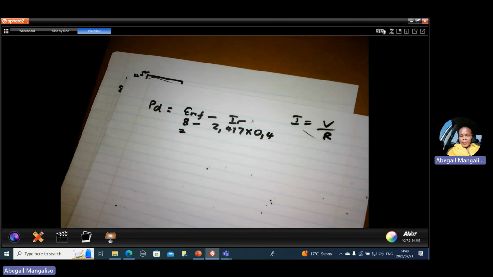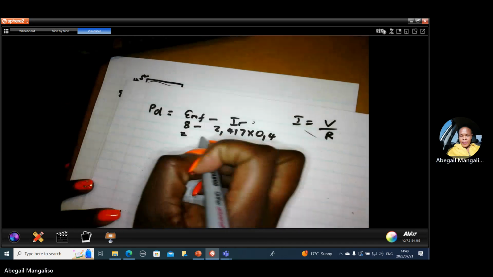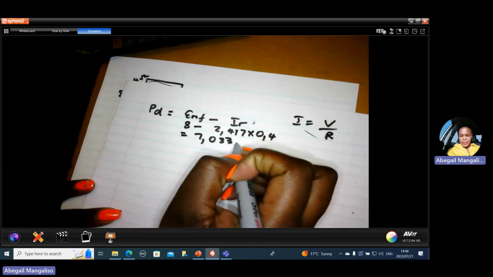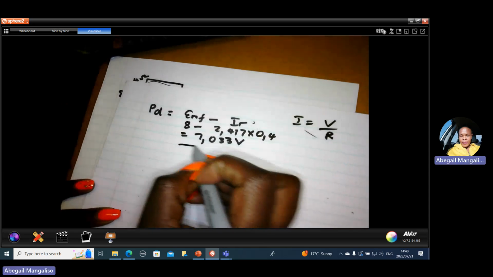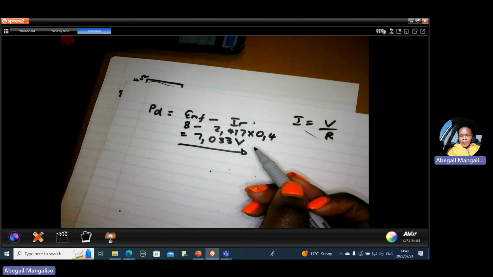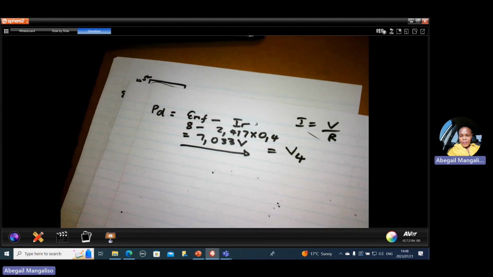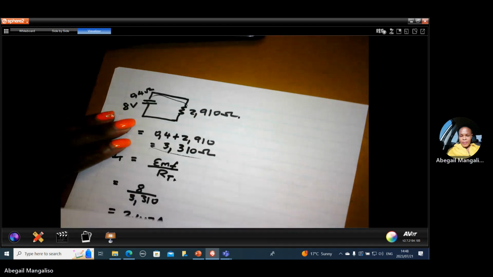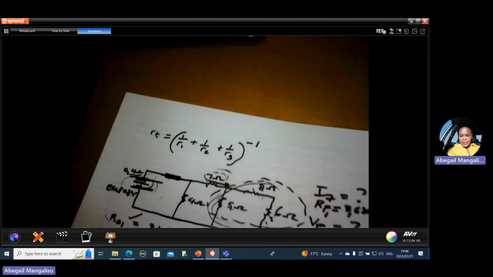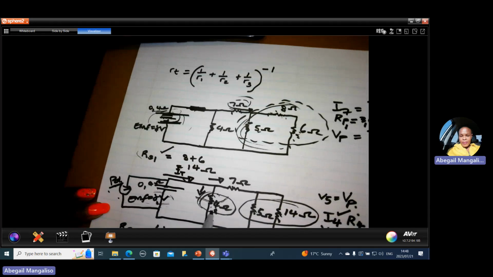It's 8 minus 2.417 times 0.4. And the answer is 7.033, 7.033 volts. That is the potential difference. This potential difference, as I have mentioned, will be equal to the voltage across V4. Because V4 is connected in parallel with the battery, the voltage across the battery is the same voltage here.